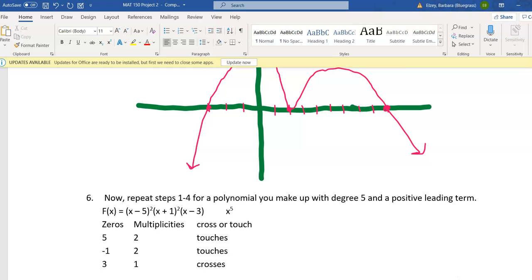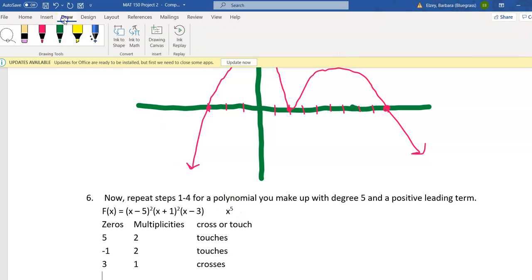Okay, now let's get the end behavior. Positive in front, odd exponent, means that our end behavior looks like the x cubed graph. So our end behavior is up on the right, down on the left. Looks like the x cubed graph. All right, so we got our end behavior.